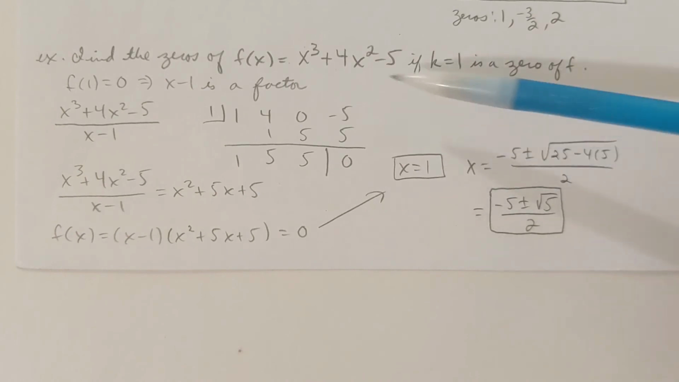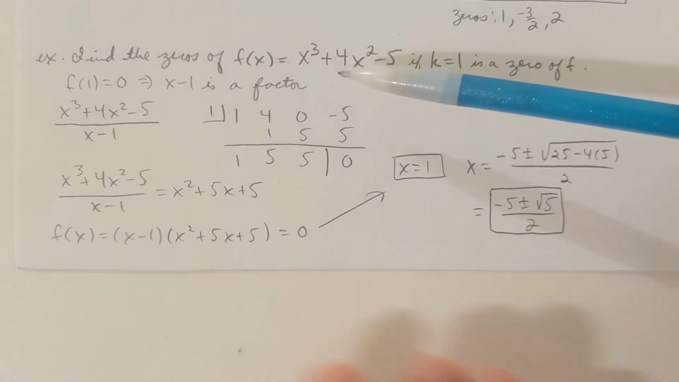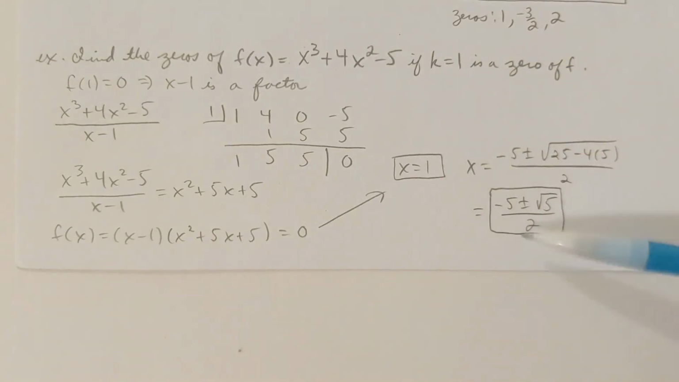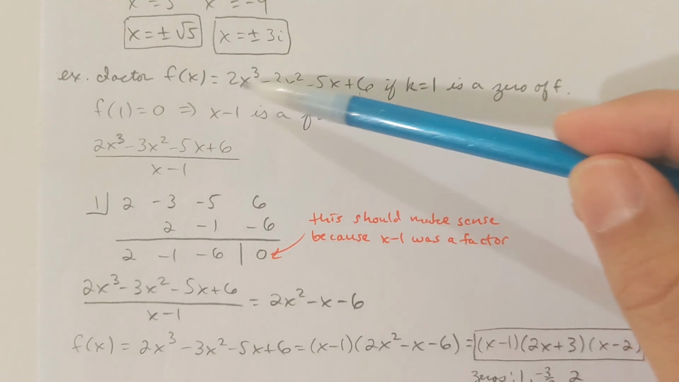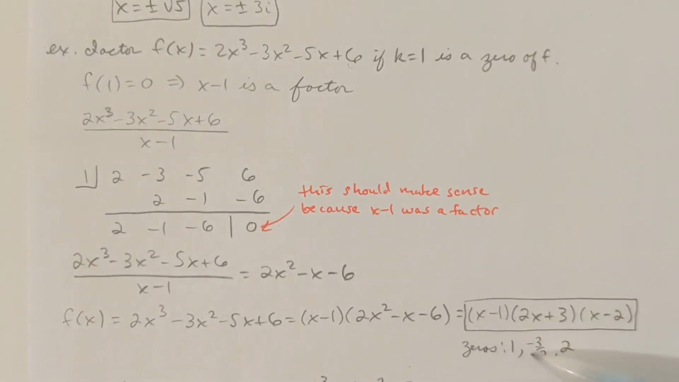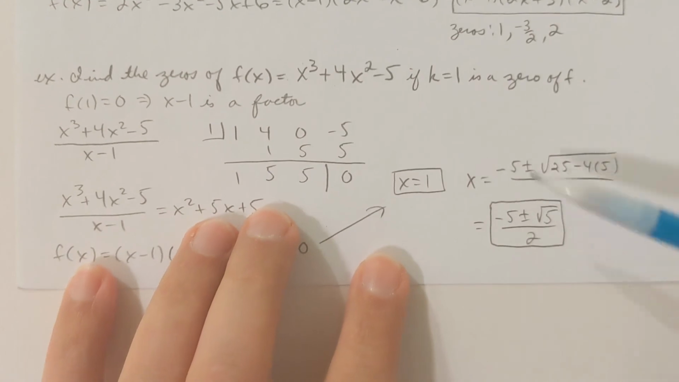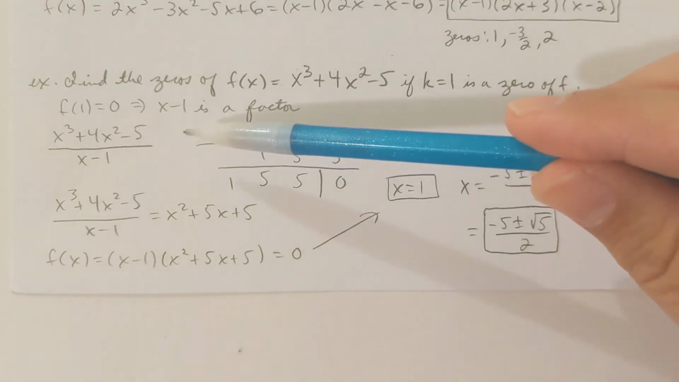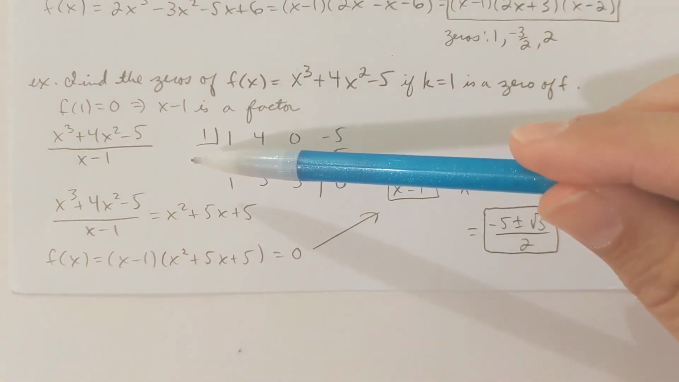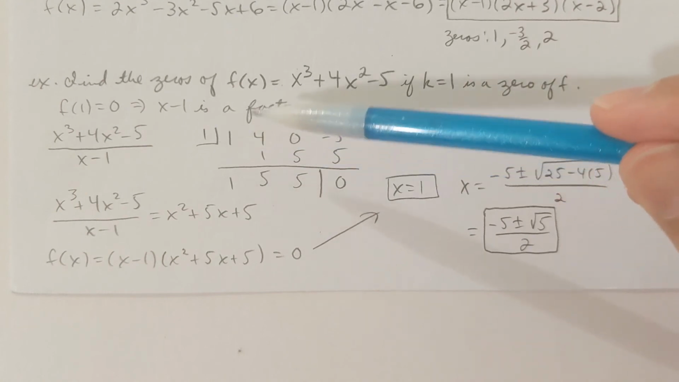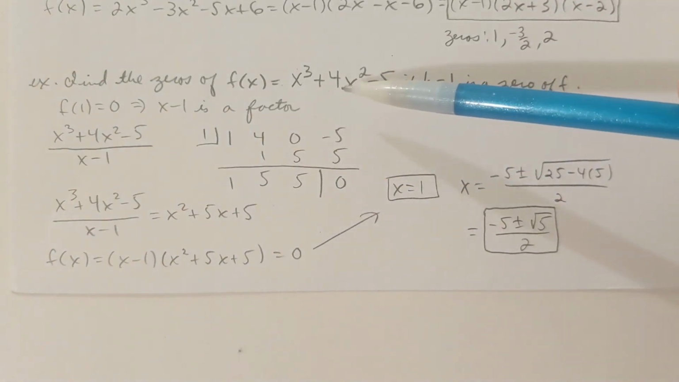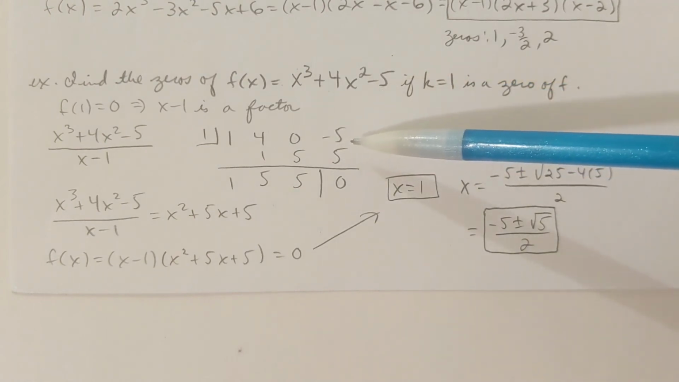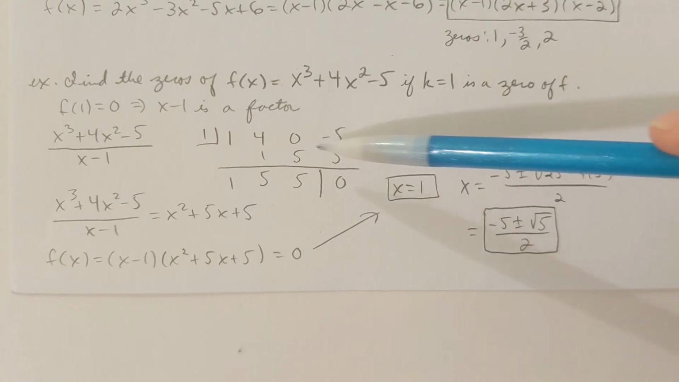1. I know I've got 3 answers because I've got a degree 3 polynomial. So I've got to find the other 2 zeros here, just like I had to find the other 2 zeros in this one. Well, x cubed plus 4x squared minus 5 divided by x minus 1. 1 is the 0, and 1, 4, 0, and negative 5 are the coefficients.